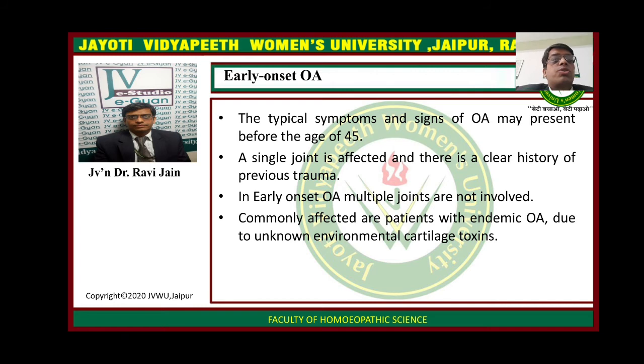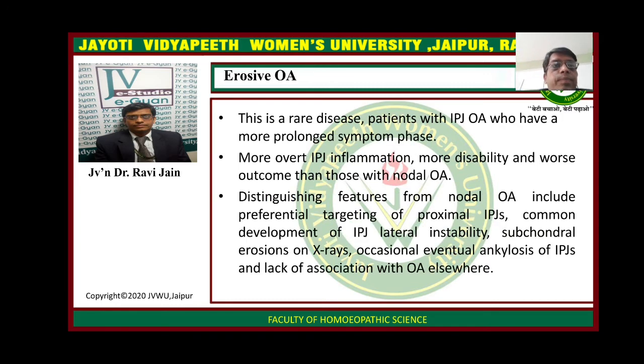In early onset osteoarthritis, typical symptoms and signs of osteoarthritis may be present before the age of 45 years. A single joint is affected and there is a clear history of previous trauma. Multiple joints are not involved. Commonly affected are patients with endemic osteoarthritis due to unknown environmental cartilaginous toxins.